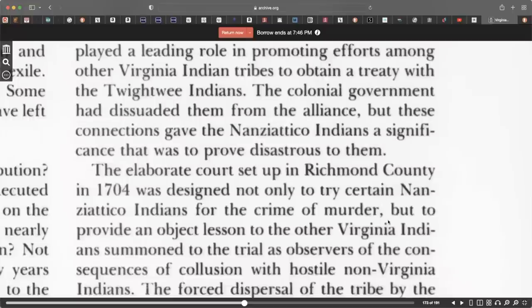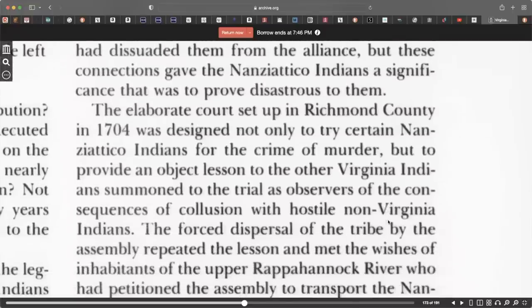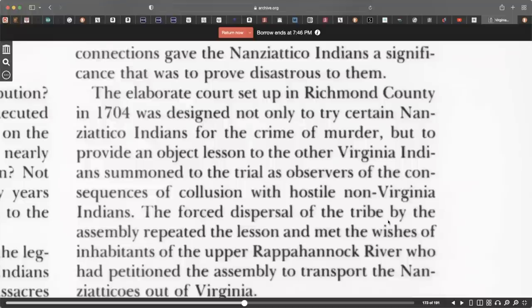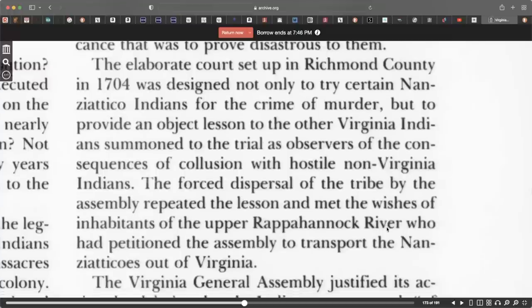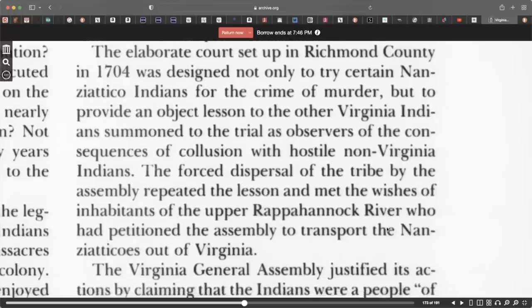The elaborate court set up in Richmond County in 1704 was designed not only to try certain Nanziatico Indians for the crime of murder, but to provide an object lesson to the other Virginia Indians summoned to the trial as observers of the consequences of collusion with hostile non-Virginia Indians. The forced dispersal of the tribe by the assembly repeated the lesson and met the wishes of inhabitants of the upper Rappahannock River, who had petitioned the assembly to transport the Nanziaticos out of Virginia.